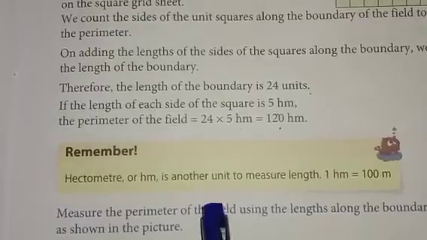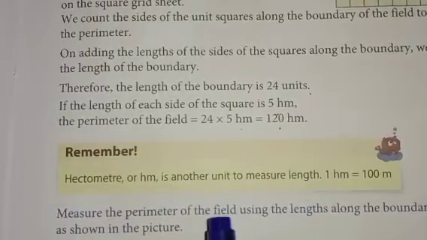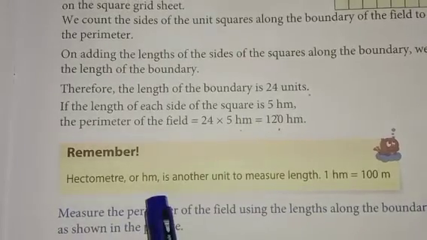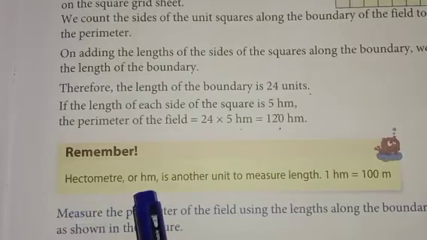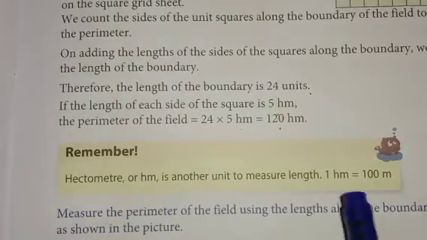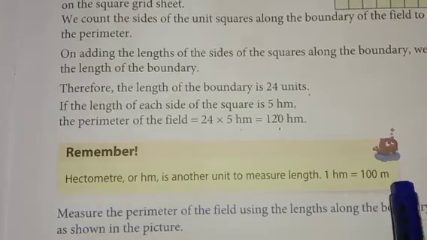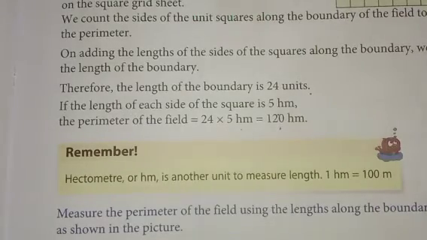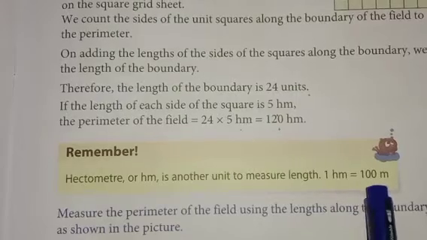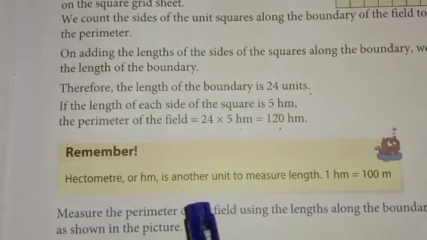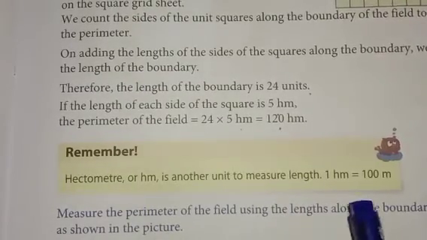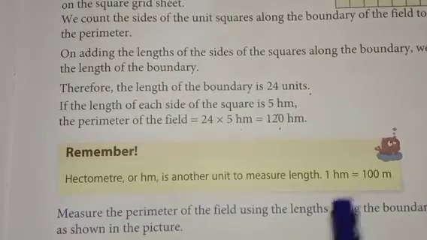The standard unit of measuring length is meter. Another unit to measure length is hectometer, and the short form is HM. That is, 1 HM is equal to 100 meter. We studied 1 meter is equal to 100 centimeter. So 1 hectometer is equal to how many? 100 meter. Another unit to measure length is hectometer, and 1 hectometer is equal to 100 meter. You should write this in your notebook also.